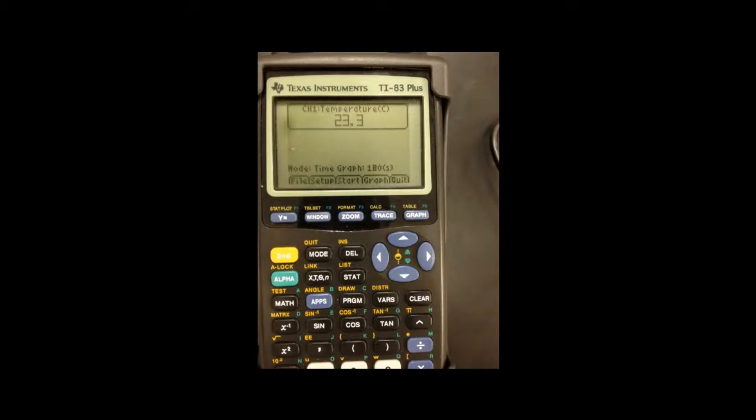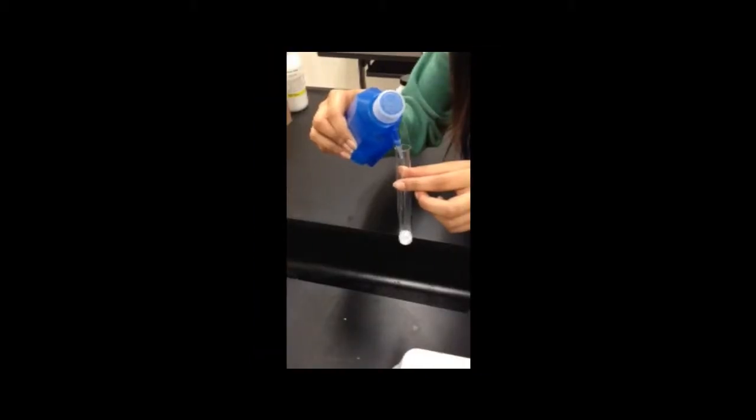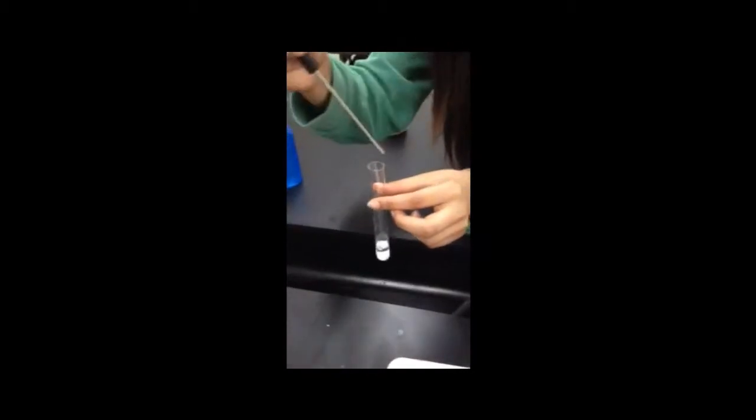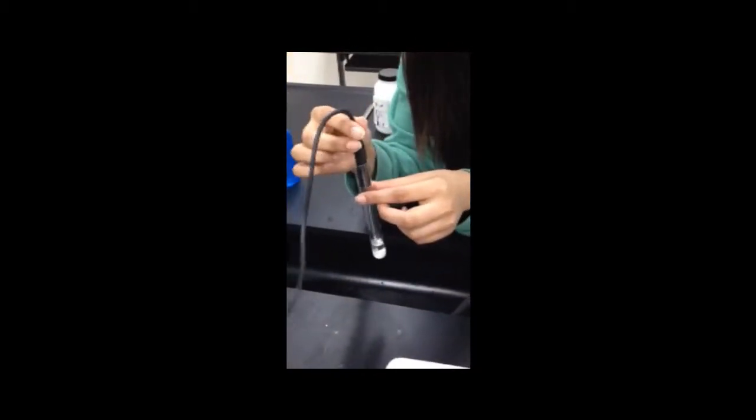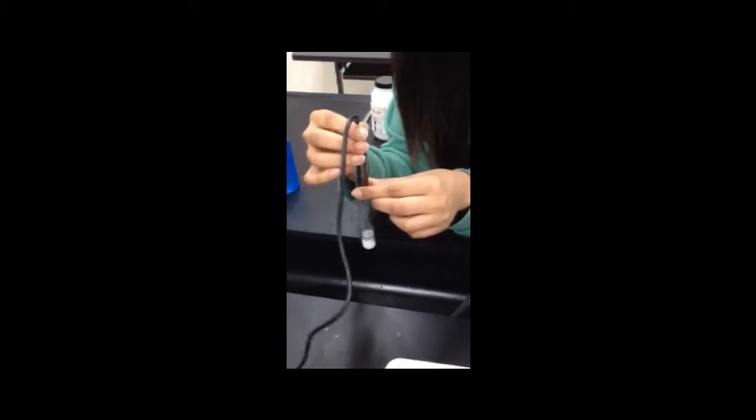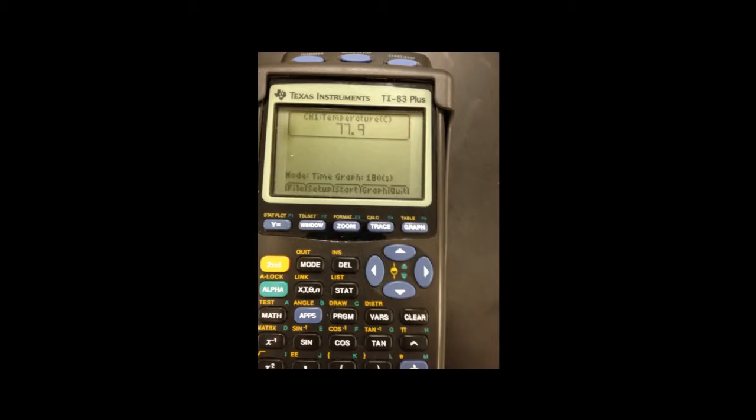Our starting temperature of calcium chloride was 23.3 degrees Celsius. We added water to the calcium chloride and stirred. After stirring, our temperature of calcium chloride was 77.9 degrees Celsius. This tells us that our reaction was exothermic and that the change in heat of calcium chloride was negative.